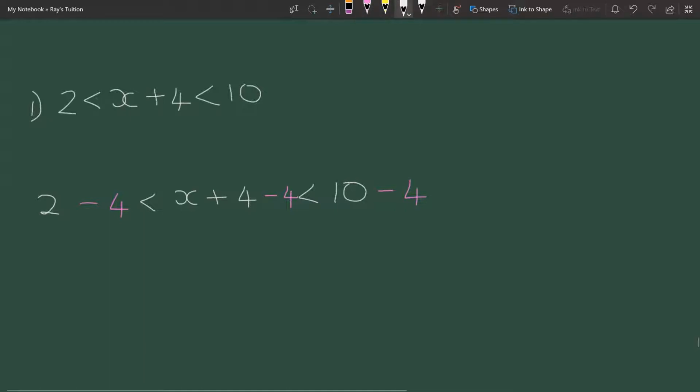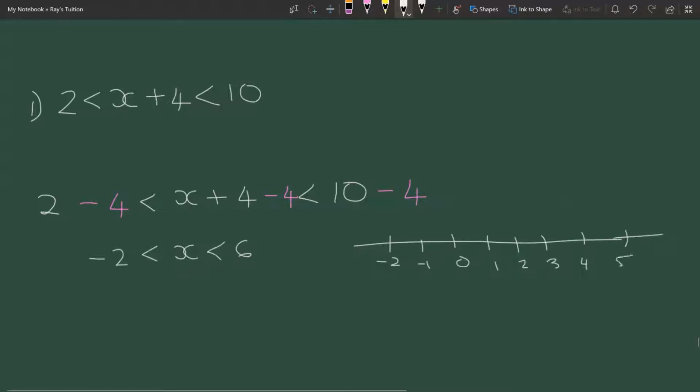Okay, so now what we have is 2 minus 4 is minus 2. The 4's cancel out over here, leaving us with just x, and 10 minus 4 is 6. So first, let us look at how to represent this on a number line. I'm going to just draw a quick number line: minus 2, minus 1, 0, 1, 2, 3, 4, 5, and 6.